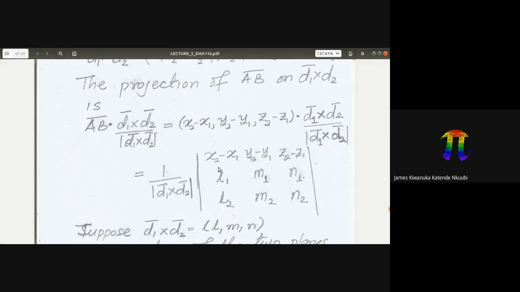This is now how you work it out. If you get the dot product of a vector and the cross product of the two vectors, remember, this is how you obtain it. This one is just a constant, so it can jump out. This magnitude of D1 cross D2 is a constant, so it can just be brought out, and you work out the dot product of this vector and the cross product of D1 and D2.